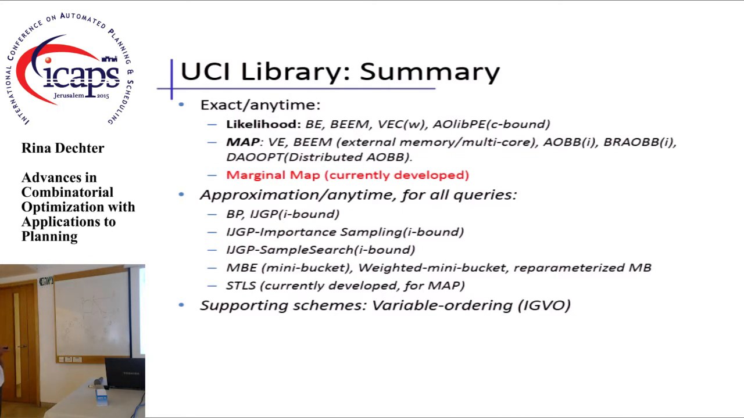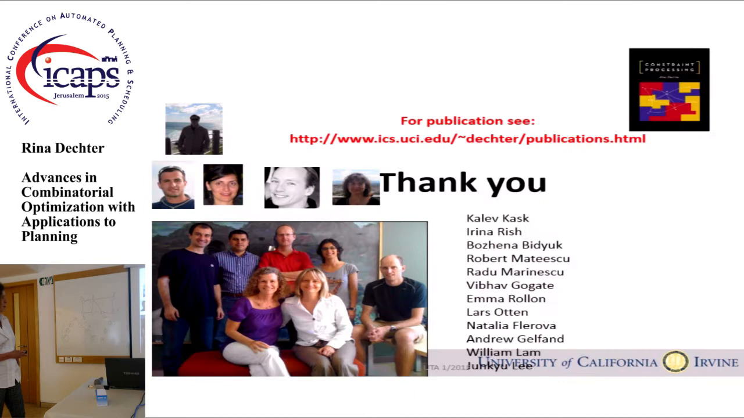We have a library of algorithms for likelihood. This is for the optimization, for likelihood, and for marginal MAP we are developing approximation algorithms that are spelled out here, the mini bucket I talked about, and other sampling algorithms. You're welcome to look at the website. This is the variable ordering algorithm.